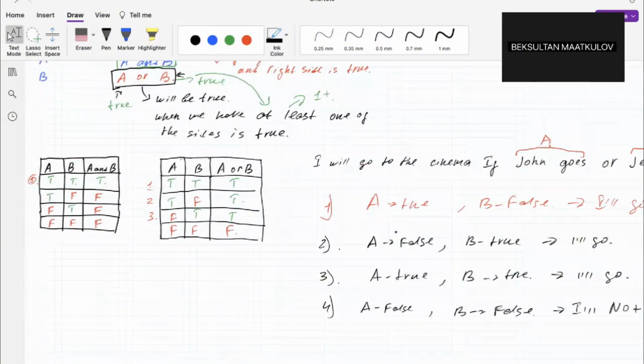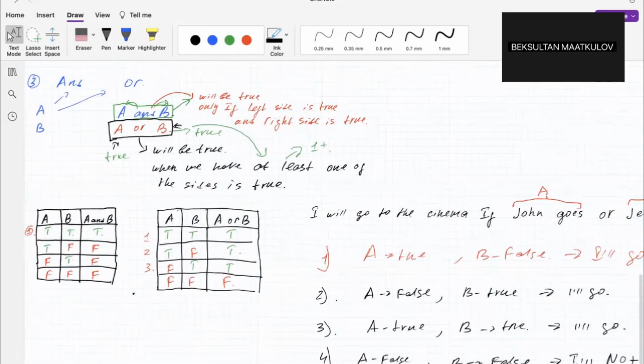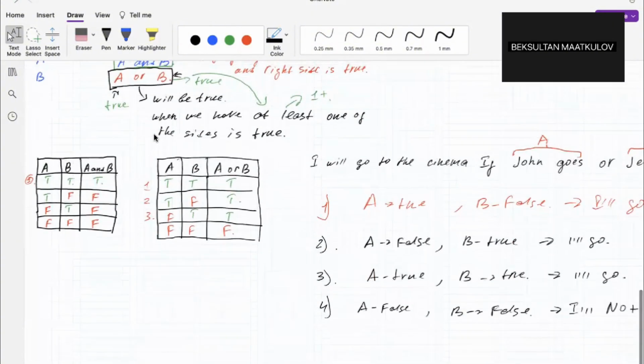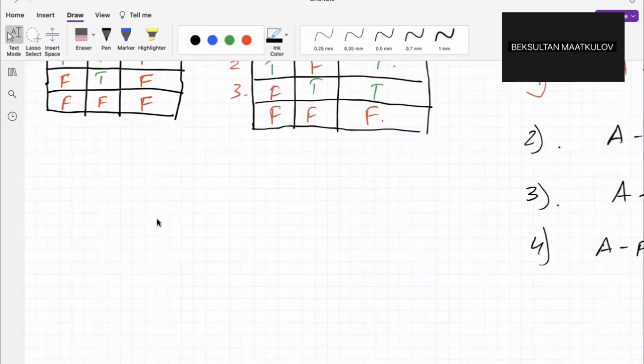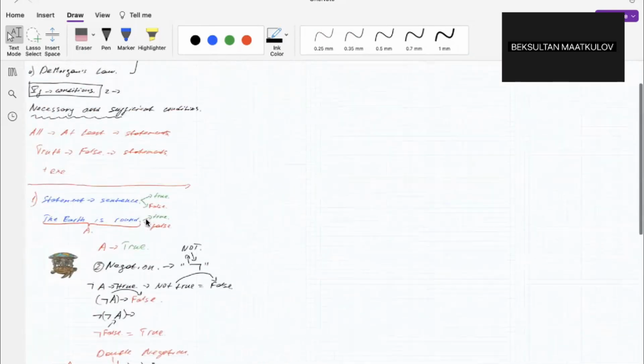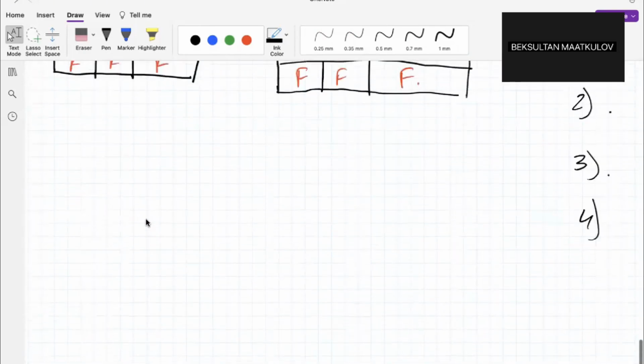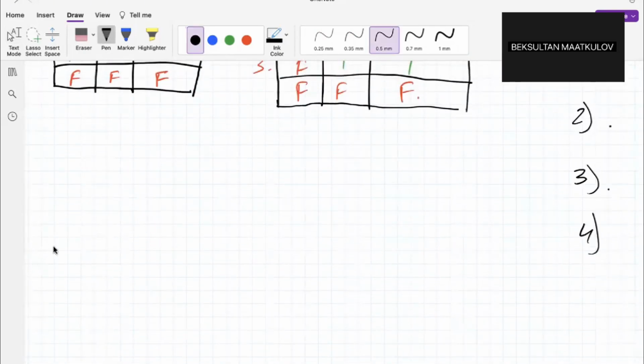Okay, so far, do you have any questions about A and B and A or B, about those connectors? So far, so good? Okay, we'll go next. All of this stuff you're studying in order to understand one thing. The most important part of the lesson is to understand De Morgan's law.